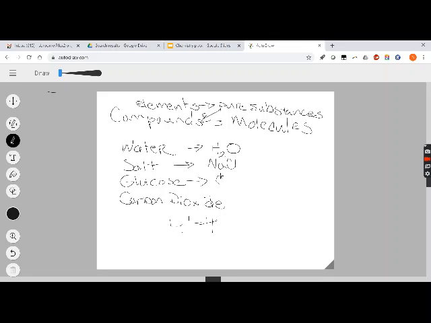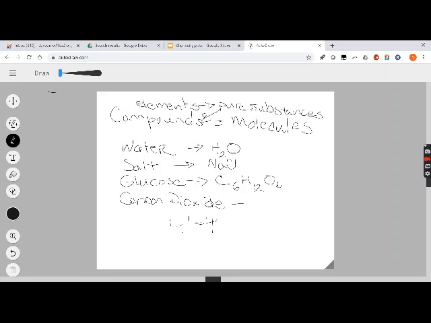Glucose has carbon, hydrogen, and oxygen. But the cool thing about this is it's more than just one and it's more than just two. This is C6H12O6. And this, folks, is the chemical formula or the molecule, the way that scientists write it, for glucose.